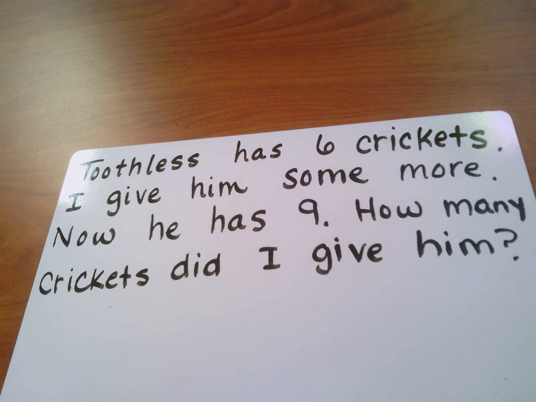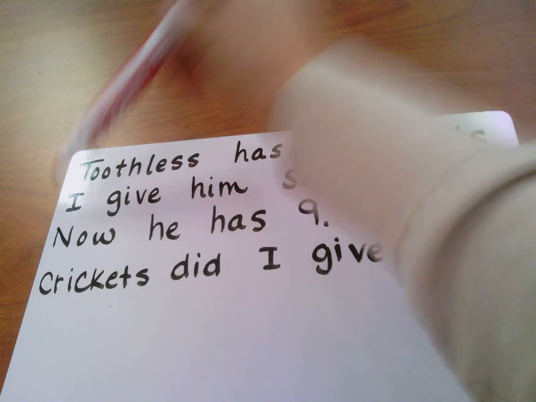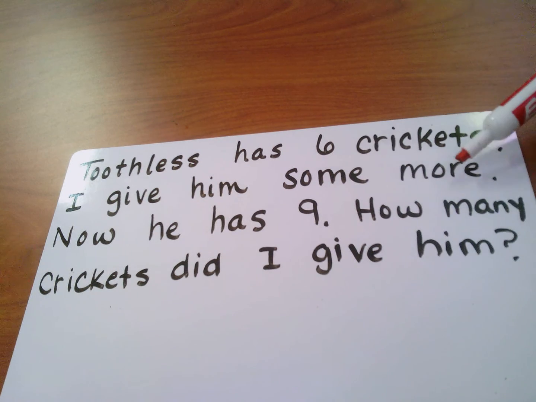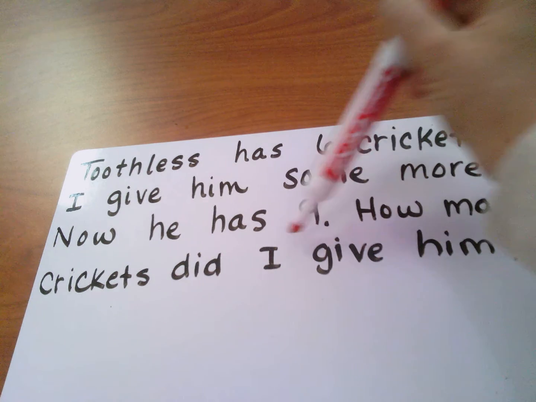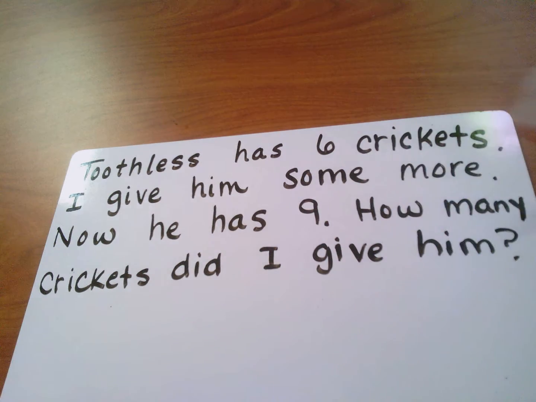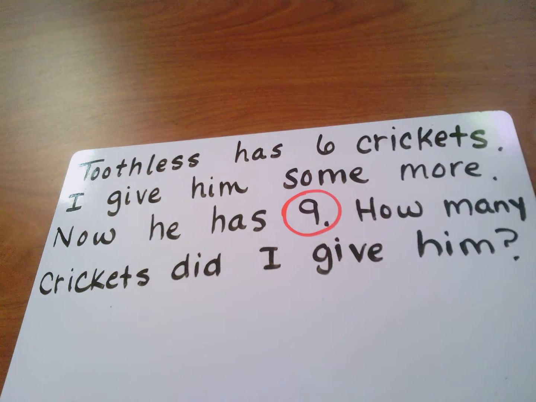Let me read it again. Toothless has 6 crickets. I give him some more. So I'm giving him more. He already has 6 and I'm giving him some more. Now he has 9. How many crickets did I give him? If you're thinking that we need to solve for a partner, you're correct because 9 is the total amount that he has. 6 is the one partner that we know, right?